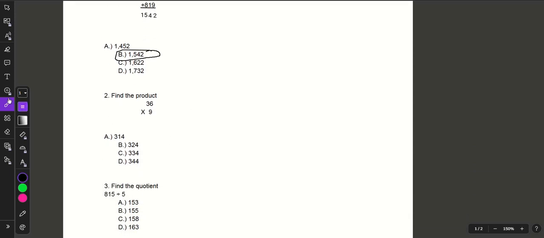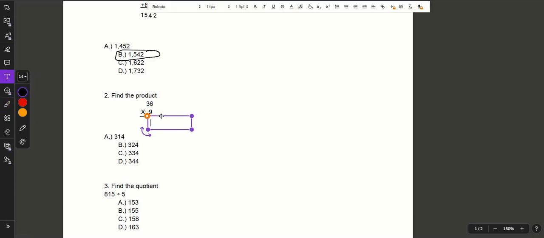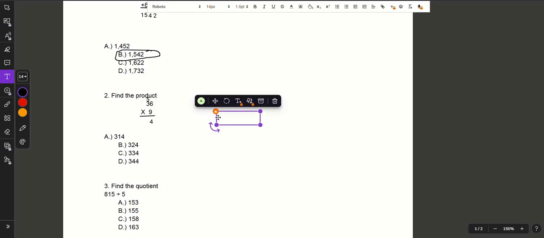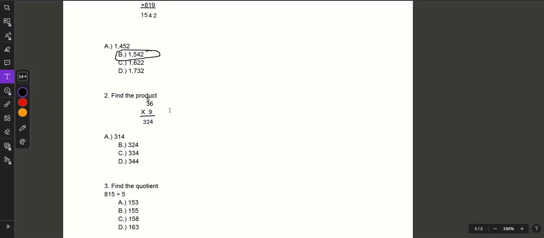Okay, number 2, 36 times 9. So we're going to multiply these together. And 6 times 9 is 54. So put the 4 here. And then the 5 will go over to the tens place. And then 3 times 9 is 27. But there's a 5, so 27 plus 5 will equal 32. So our answer will be 324, so that will also be B.